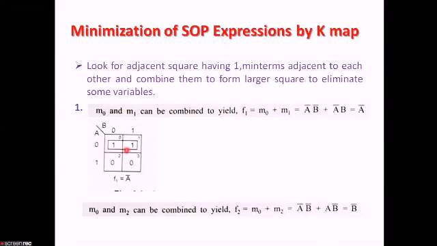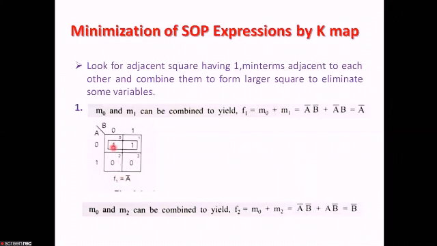I am showing you the easiest way of mapping. What is the common term here? A is the common term. Why? Because 0 is common to this box also, this box also. This corresponds to min term 0, that is A bar B bar, and min term 1 is A bar B. A bar is common, that is 0. The value of A is 0, so just write A bar here.